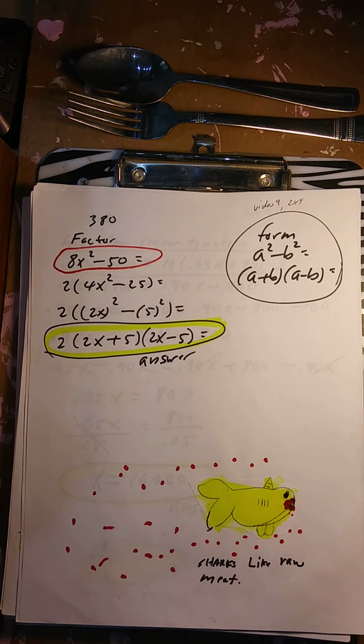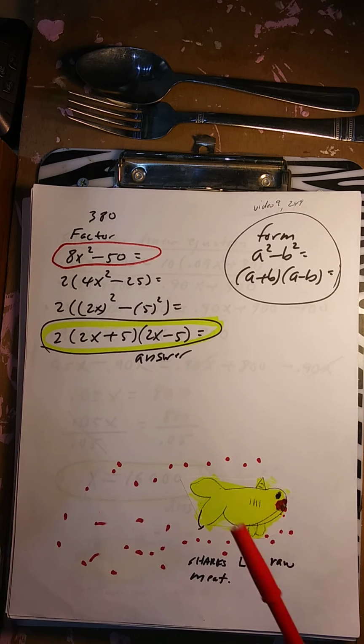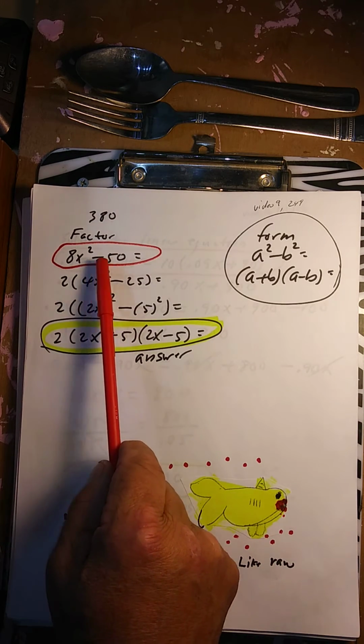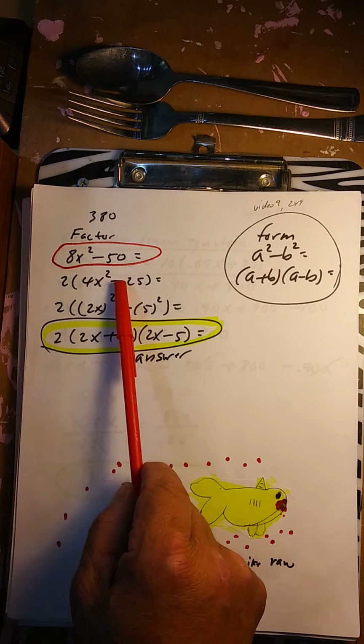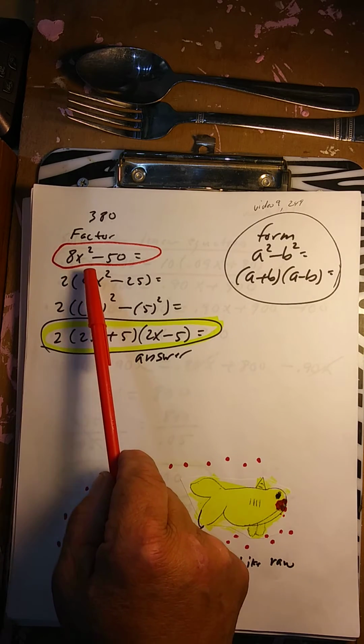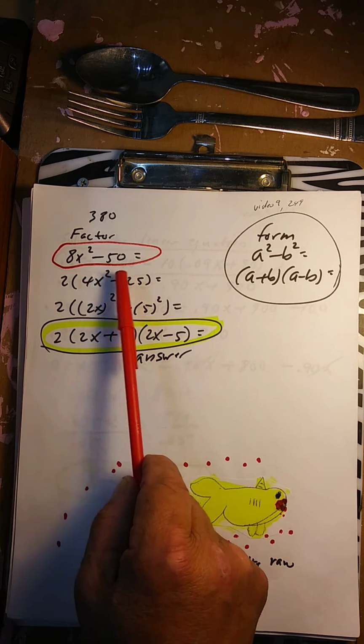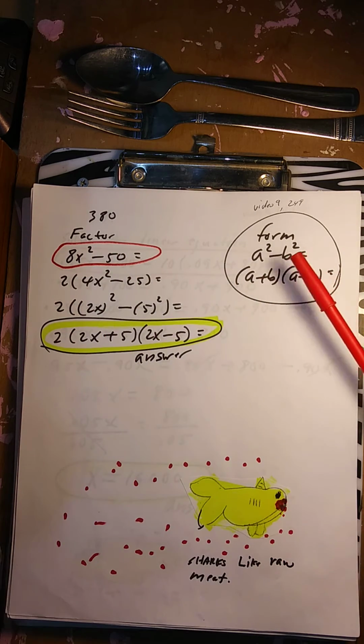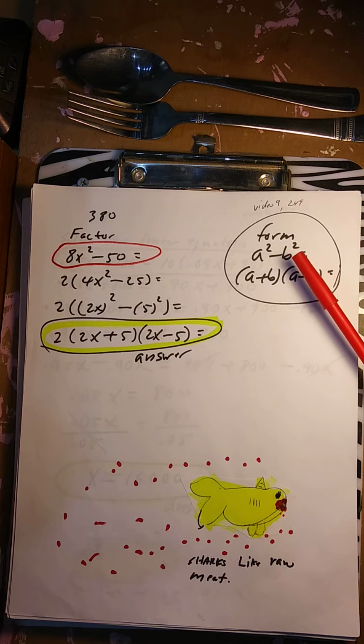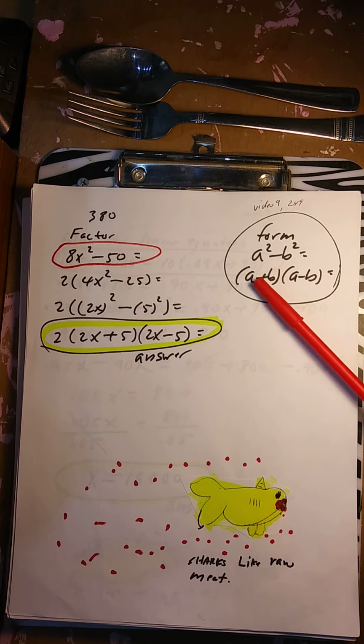All right, let's do this one. Graph. Oh, no, factor. Okay, we have to factor this. All right, so let's see. 8x squared minus 50. Well, I can take a 2 out. The greatest common factor is 2. So 2 times 4 is 8x squared. 2 times -25 is -50. Now, this right here looks like this formula here: a squared minus b squared. Difference of squares. So let's do that. (a plus b)(a minus b).